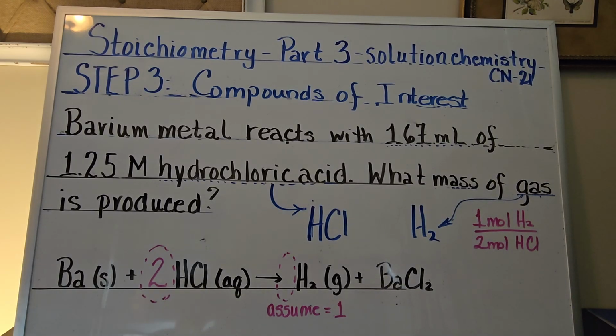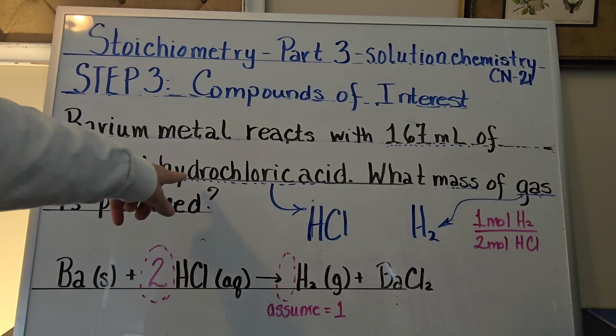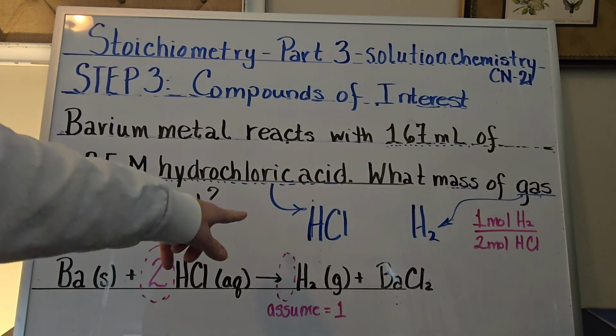What about my second one? Well, I'm looking for a compound for which I know the amount. I have a liquid volume, and then I have a concentration. This will give me an amount of a compound. Which compound? Hydrochloric acid, HCl.